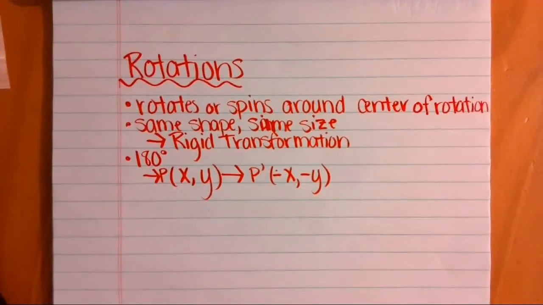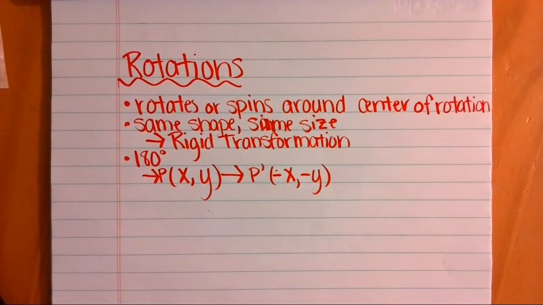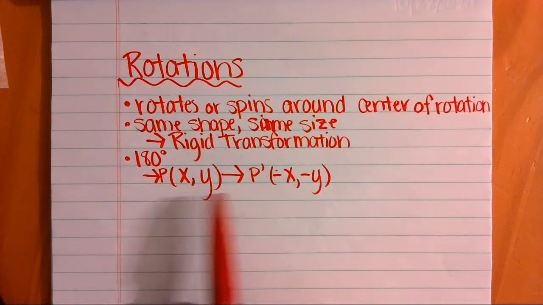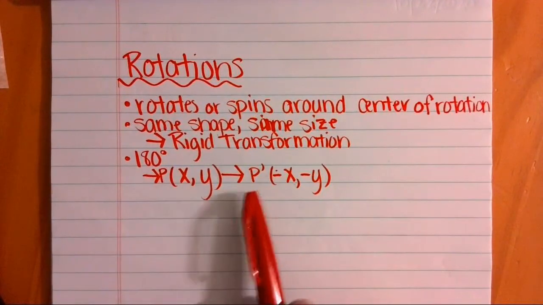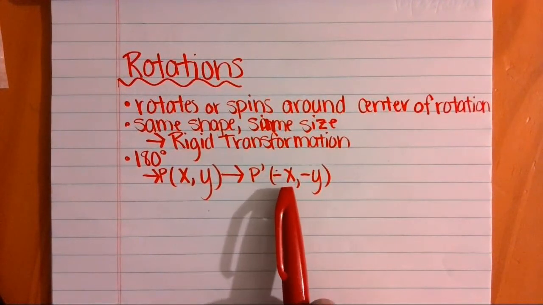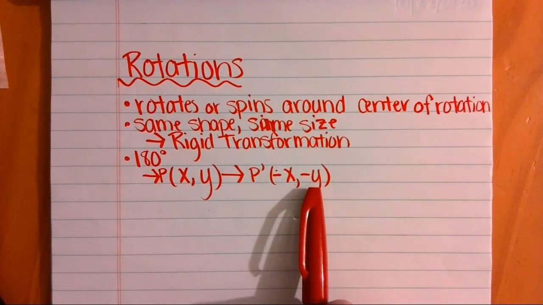So to summarize what we looked at today with rotations, it means that it rotates or spins around a center of rotation, and in 8th grade that's always going to be the origin. It's always going to be the same shape and the same size, which tells us that those are congruent, and it's a rigid transformation. And when we're looking at 180 degrees, the point P of the pre-image will become P prime, which will be negative X, negative Y of the image.